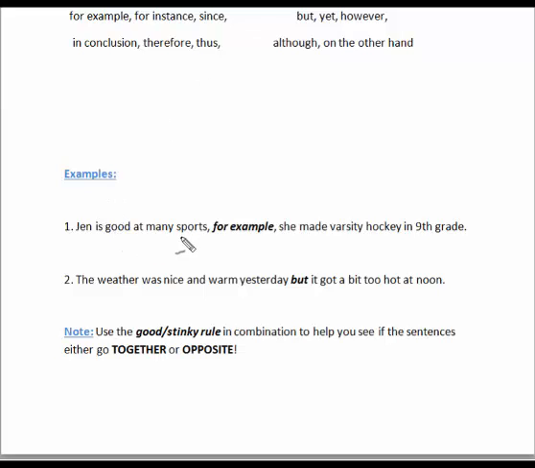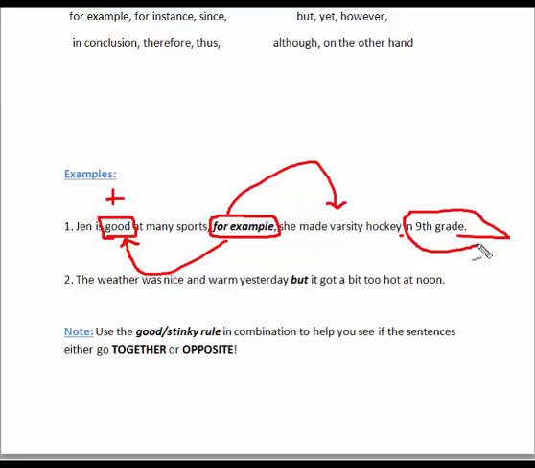Jen is good at many sports. Good. Using the good stinky rule, positive. We circle the words "for example," because what comes after "for example" is going to be an example of Jen being good at sports. She made varsity in 9th grade. Using the good stinky rule, we label that as positive. Positive, positive. It's a structural clue that goes together.